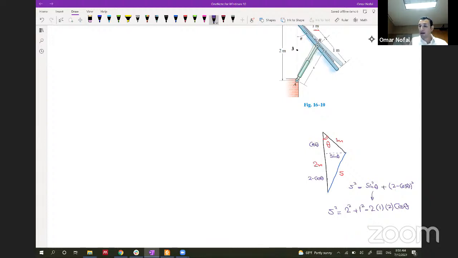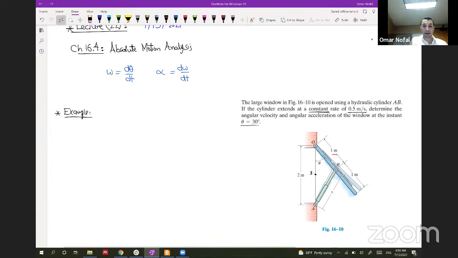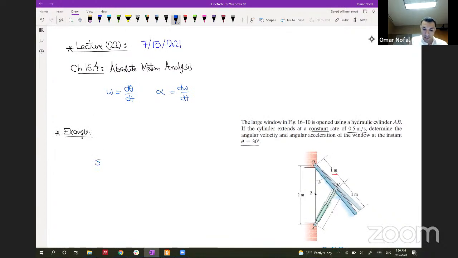And when you have s squared, it will be equal to 2 squared, 4, plus 1 minus 2 multiplied by 2, which is 4 cosine theta. So this will be 5 minus 4 cosine theta. So right now we were able to get a relationship between s and theta. So s squared will be equal to 5 minus 4 cosine theta.